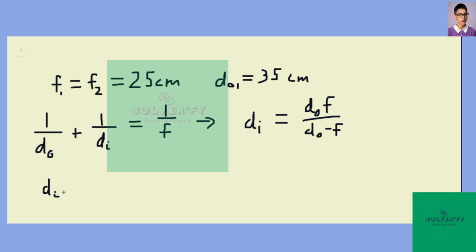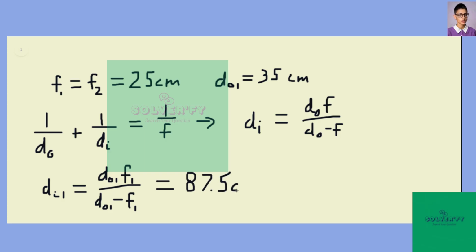So the distance to the image produced by the first lens, we'll call that di1, is going to be equal to the distance to the object of the first lens, d01, times the focal length divided by the distance to the object of the first lens minus the focal length. And this is, of course, f1 in this case, although it doesn't really matter since they're the same for both. But plugging those values into this expression, we find that this is equal to 87.5 centimeters.